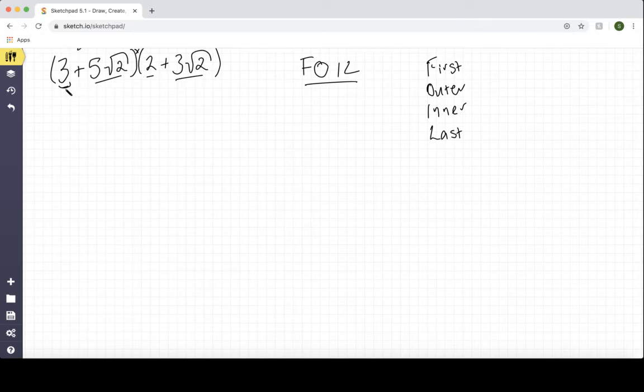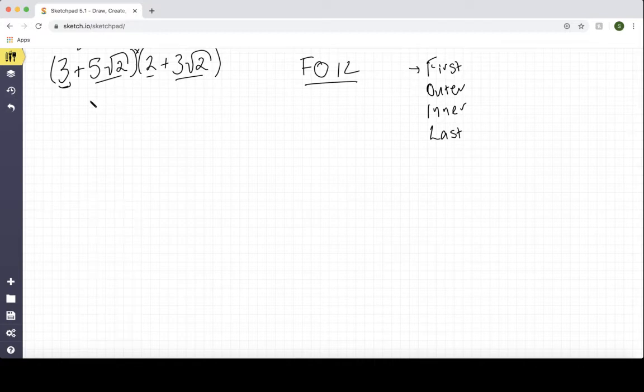So you have to times each thing in this bracket by each thing in this bracket, if that makes sense. So you'll have to do 3 times 2 and 3 times 3 root 2, and then you'll also have to do 5 root 2 times 2 and 5 root 2 times 3 root 2. So this FOIL just means the order in which you do that, right?